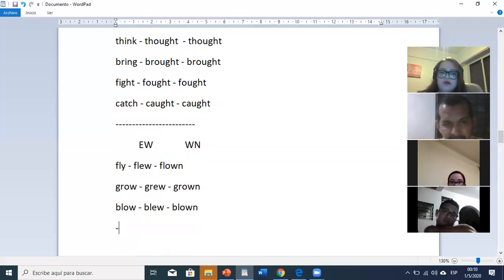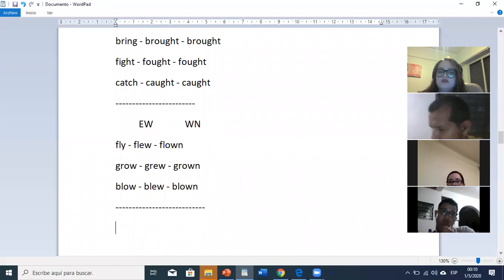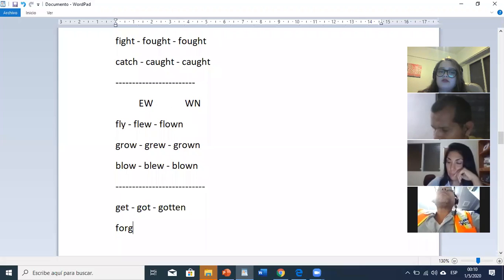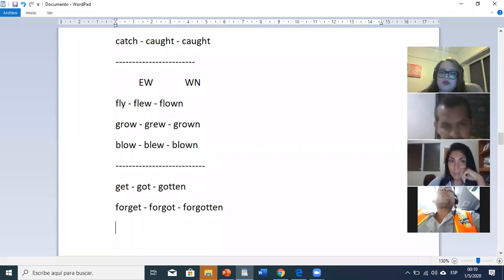Now this is another one. The third group I would recommend is the ones that have the same ending and are conjugated the same, all right? Meaning, what's the past of get? Got. Past participle? Gotten. What is the past of forget? Forgot. Past participle? Forgotten. So if you notice, this verb is included here and the past is included here and so on, all right?